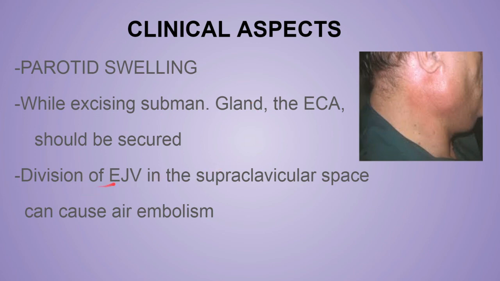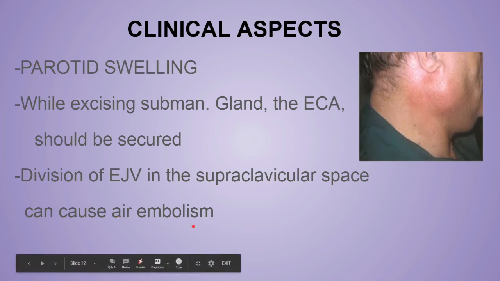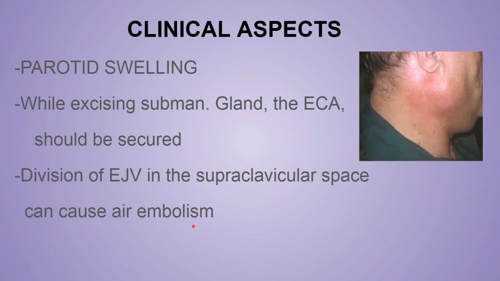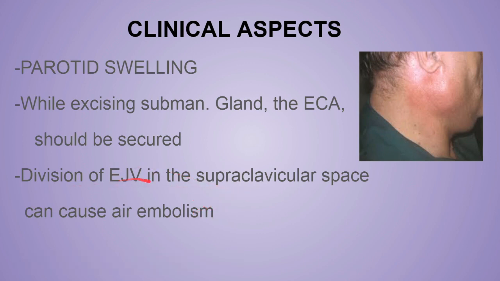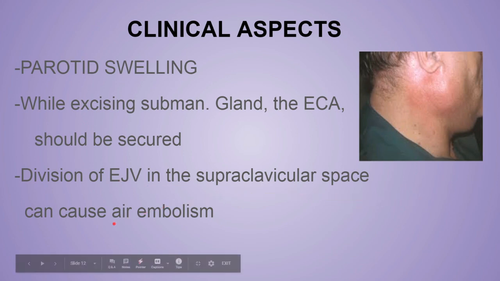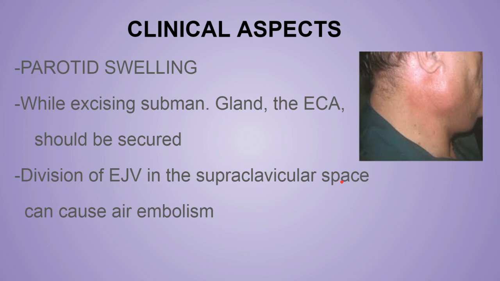Now last is the division of the external jugular vein. What is this? This is the content of the supraclavicular space. Division of the external jugular vein in the supraclavicular space may cause air embolism and consequent death. Why? Because the cut ends of the vein are prevented from retraction and closure by the fascia attached firmly to the vein. So if I am dividing this external jugular vein in the supraclavicular space, it can cause air embolism. So this was all about the investing layer of the deep cervical fascia.